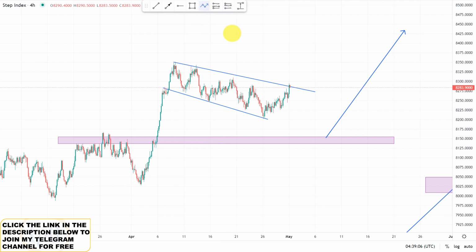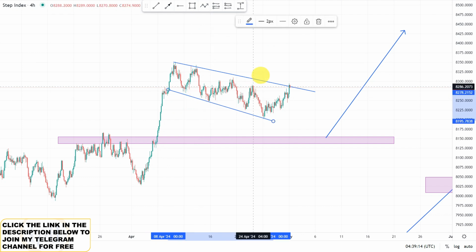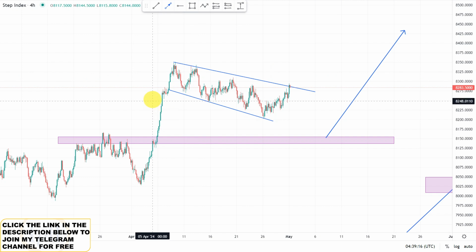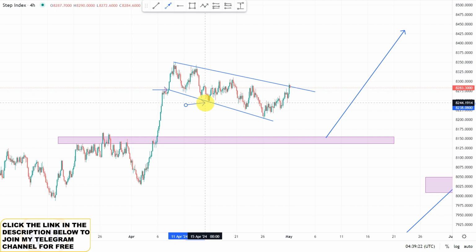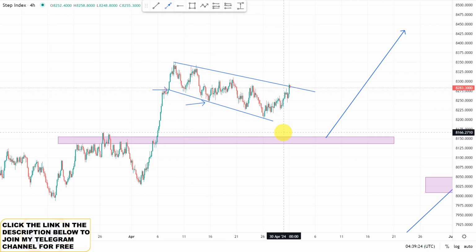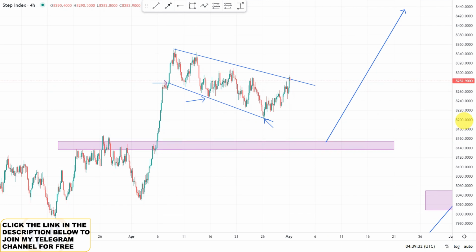Now, how to draw this kind of pattern? It is very simple. You just draw it the way you draw a normal trend line and connect your three touches on this lower trend line, just like this. This pattern can be easily identified because you can see the way it is moving. It is moving in a descending nature.